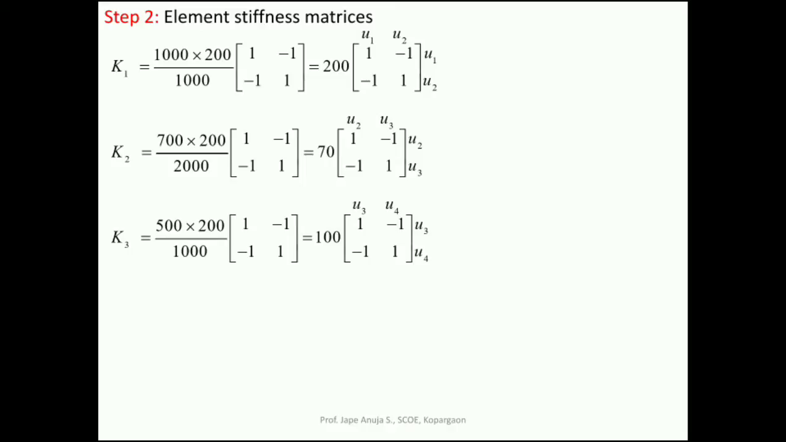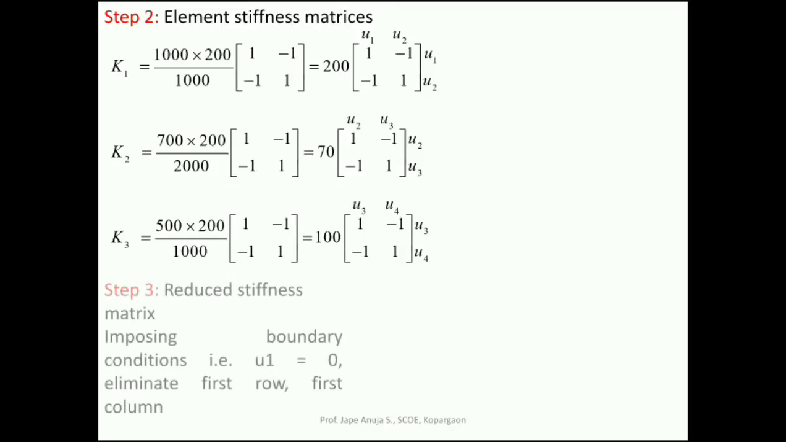Also it is very important, don't forget to write the displacements for each element stiffness matrix, for each column and each row. For K1, for bar 1, the associated displacements are U1, U2. For bar 2, U2, U3, and for bar 3, U3, U4. So this way, complete the element stiffness matrices.